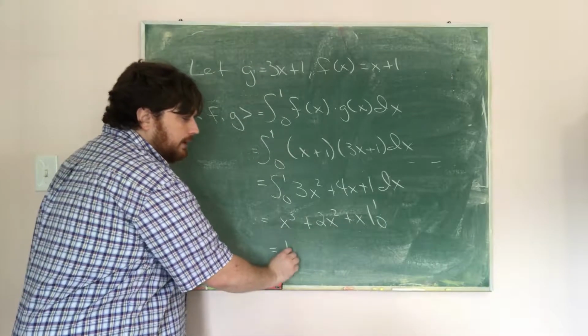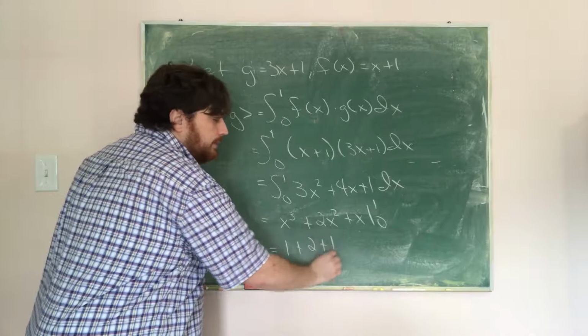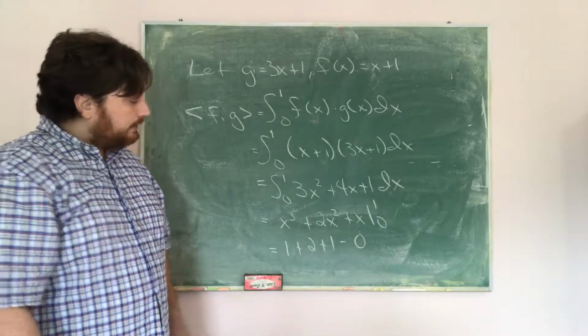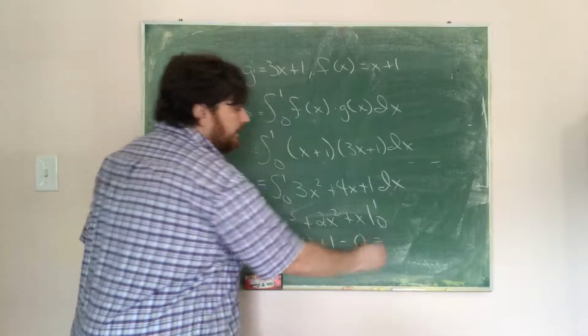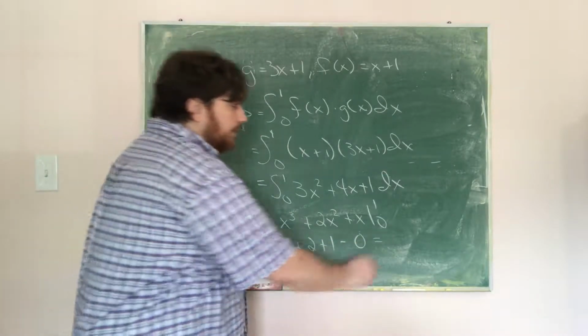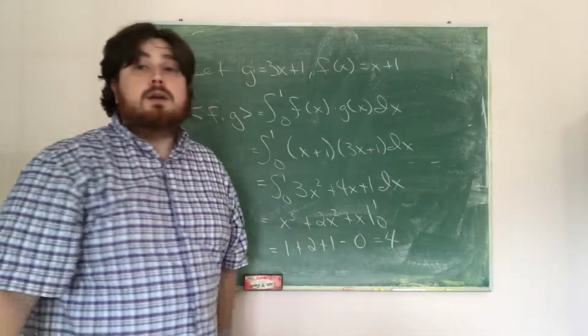If I plug in 1, I get 1 plus 2 plus 1. If I plug in 0, I get 0, so I would subtract off 0. And so in the end, what I get is the inner product of f with g is 1 plus 2 plus 1 is just 4.